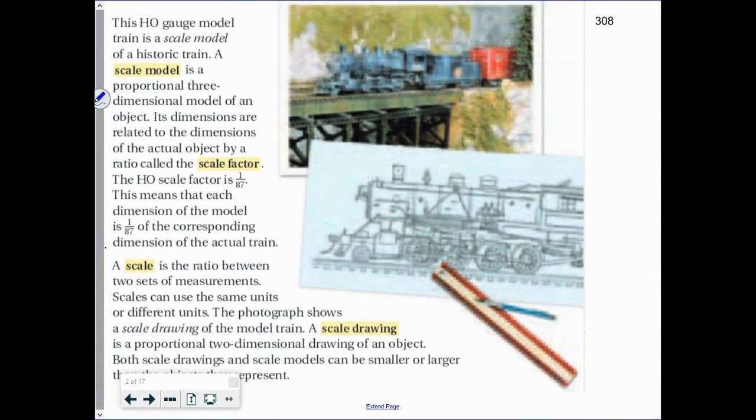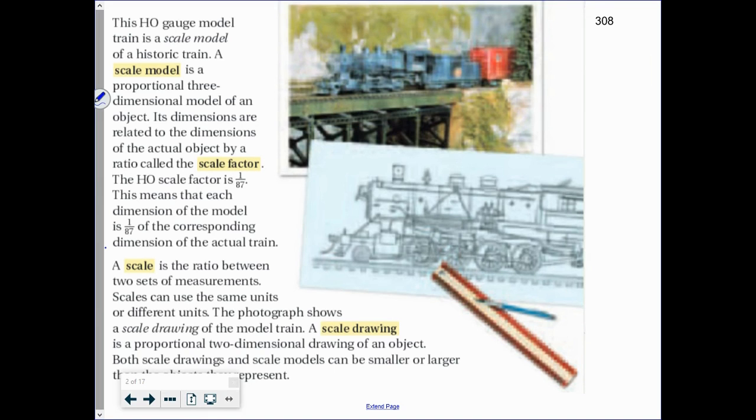Okay, today we're going to look at scale models and scale factor. It says here on page 308 of the blue textbook, this HO gauge model train is a scale model of a historic train. A scale model is a proportional three-dimensional model of an object. Its dimensions are related to the dimensions of the actual object by a ratio called the scale factor. The HO scale factor is 1 to 87. This means that each dimension of the model is 1/87th of the corresponding dimension of the actual train.